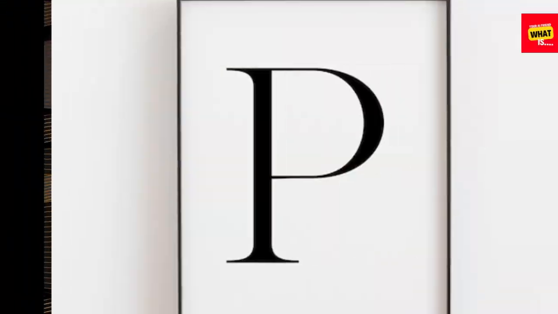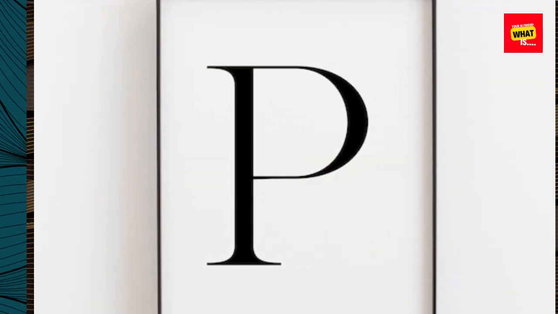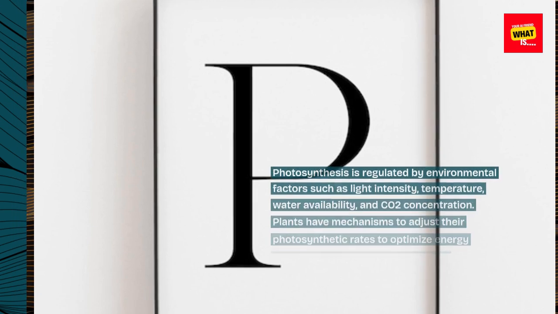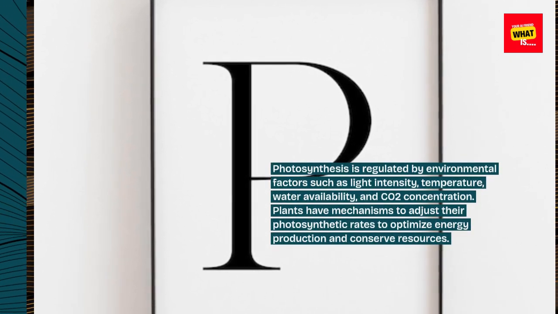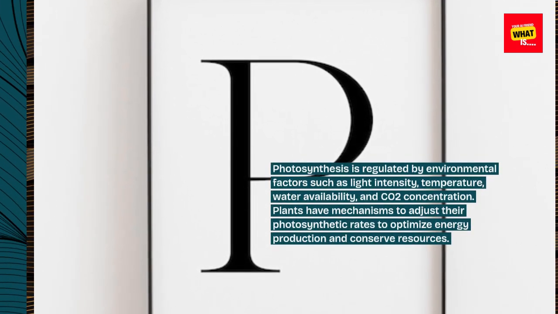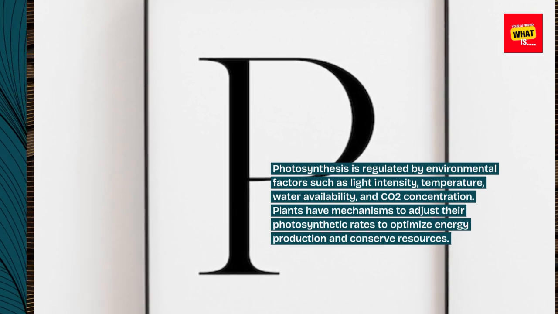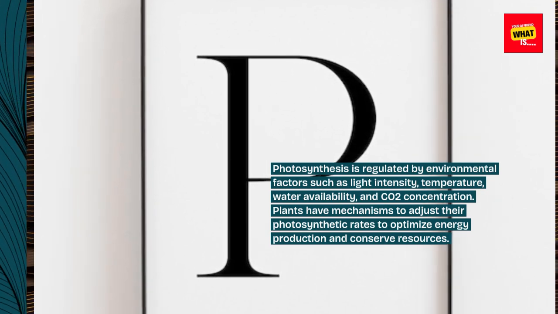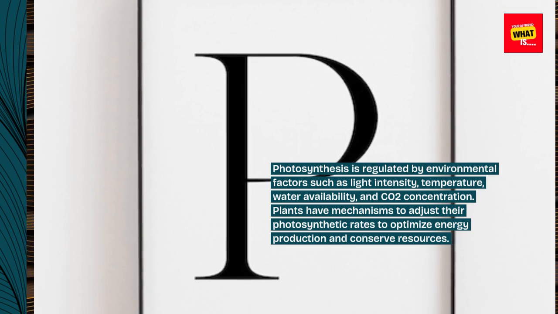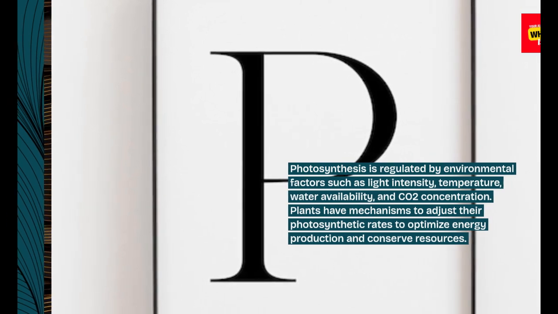Regulation and efficiency. Photosynthesis is regulated by environmental factors such as light intensity, temperature, water availability, and CO2 concentration. Plants have mechanisms to adjust their photosynthetic rates to optimize energy production and conserve resources.